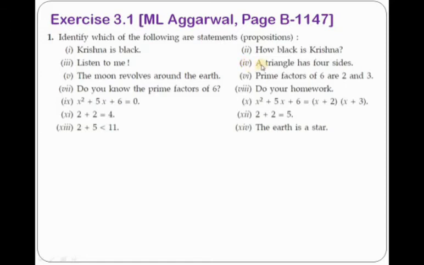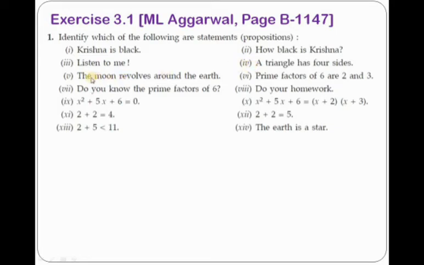Let us see number four. A triangle has four sides. This is again your statement. You might be thinking, no, a triangle has three sides. But it was mentioned in the beginning that a statement can be false as well. So number four can be considered as your statement.